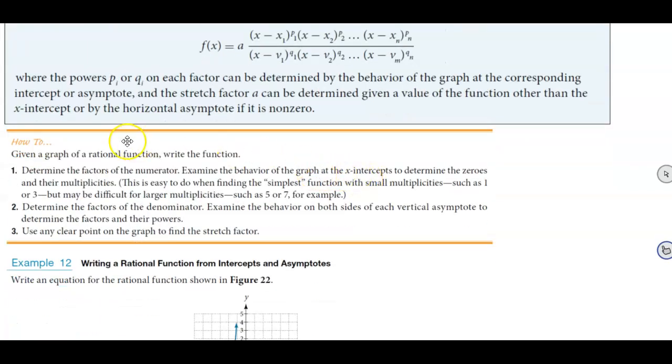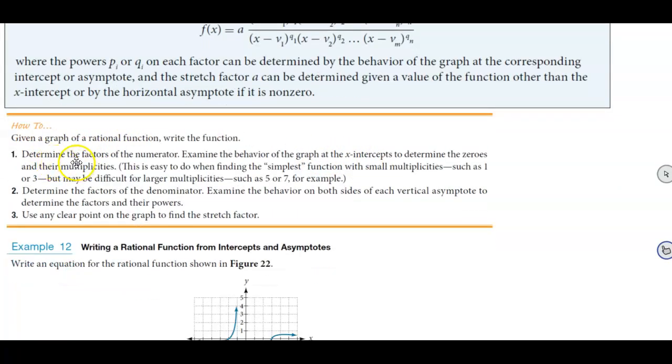So how do we go about this? Well, given a graph of a rational function, we're going to write the function by doing the following three steps. Number one, you're going to determine the factors of the numerator. You're going to examine the behavior of the graph at the x-intercepts to determine the zeros and their multiplicities. This is easy to do when finding the simplest function with small multiplicities, such as 1 or 3, but may be difficult for larger multiplicities, such as 5 or 7, for example.